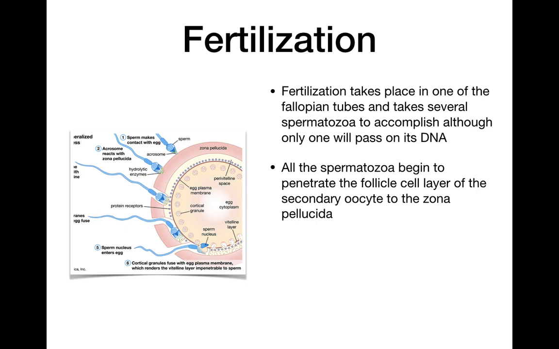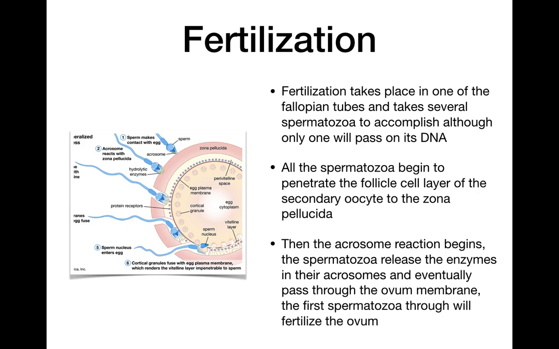Once they reach the ovum, they begin to penetrate the outside cell layer, which of course the outside cells are called follicle cells, so the follicle cell layer of a secondary oocyte. And that secondary oocyte, remember, is still not completely haploid. We have to release another polar body still, and enter into what's called the zona pellucida. So if you look on this diagram, the pinky part, that's the zona pellucida.